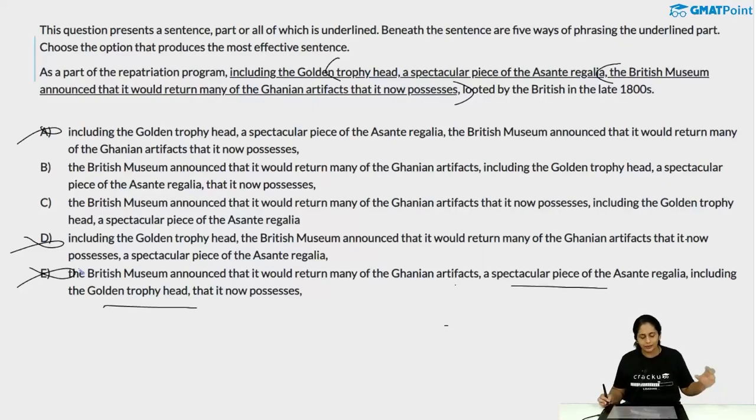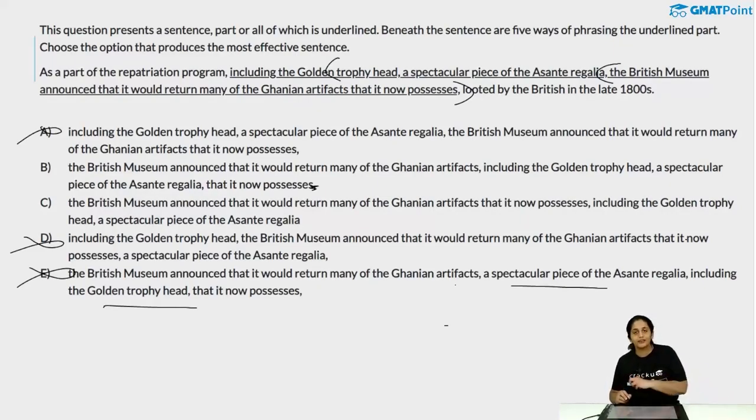So you are given that the British Museum announced this, it would return many of it. Now let us take a look at the split between B and C: including the golden trophy head, that it now possesses. Basically the split is between that it now possesses in B and its possession in C. Now who possesses the Ghanaian artifacts? The British Museum. If you put it over here as in B, it is difficult to tell what it is modifying. It is modifying that the British Museum is possessing these Ghanaian artifacts.